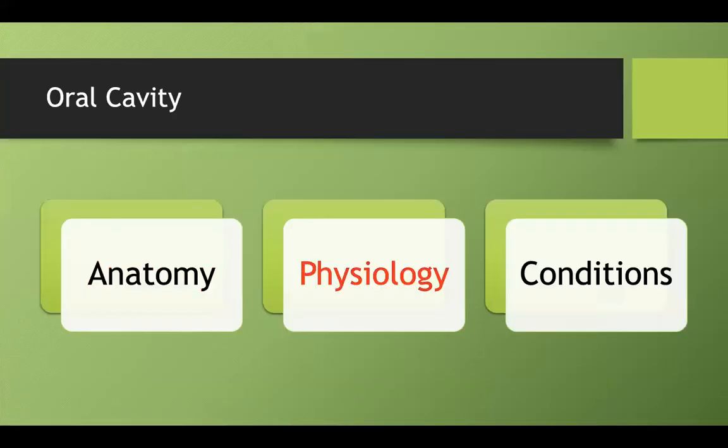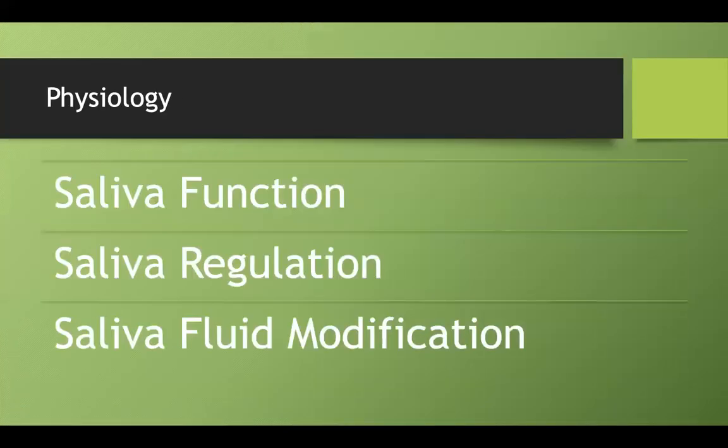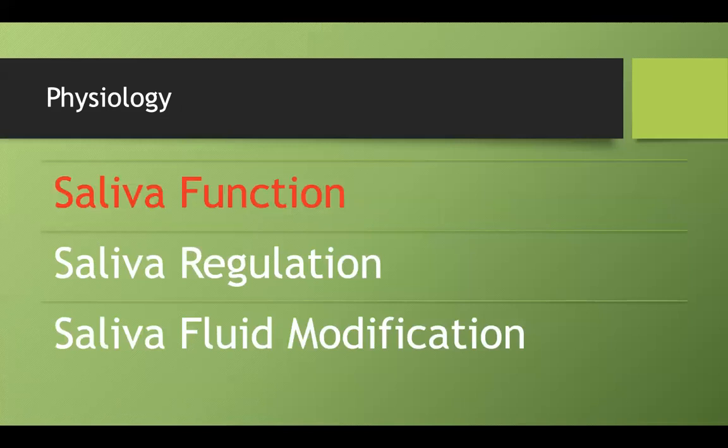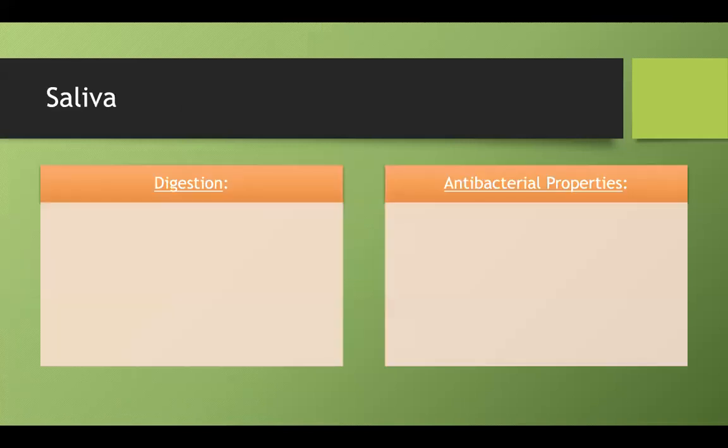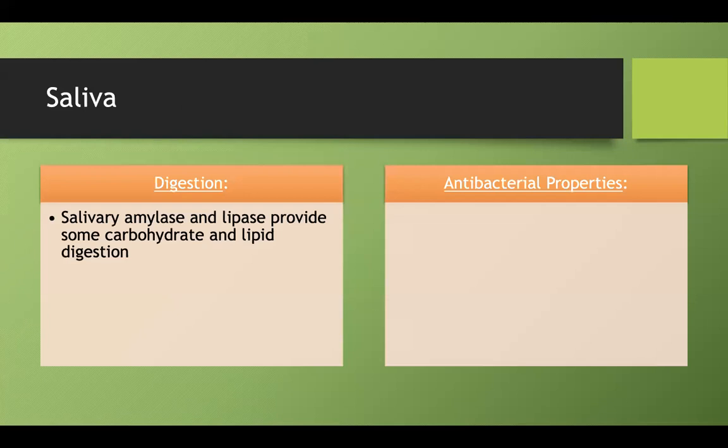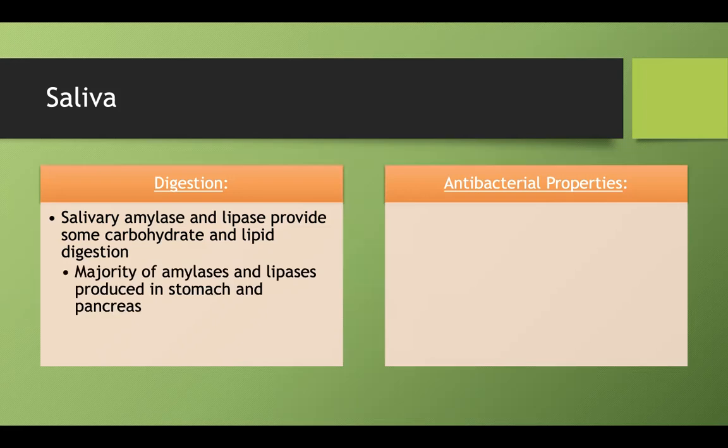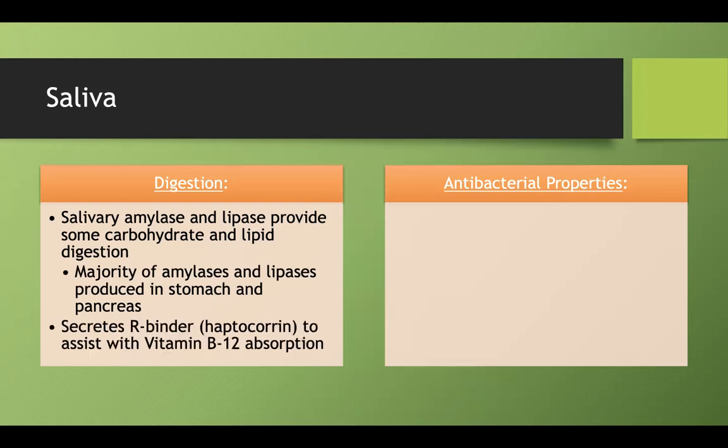That's it for anatomy. Physiology has a few different concepts I want you to be aware of. First off, what does saliva actually do for us? So saliva has some benefit in digestion. We have salivary amylases and a few salivary lipases that can start the process of digestion, but I want to make a point that most of our digestion occurs in our stomach, and then most of our enzymes also, especially the lipases, are produced by the pancreas.